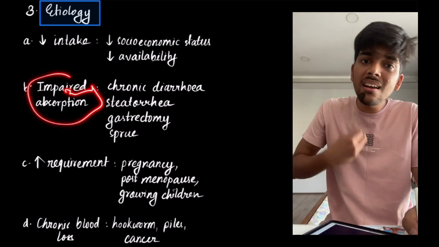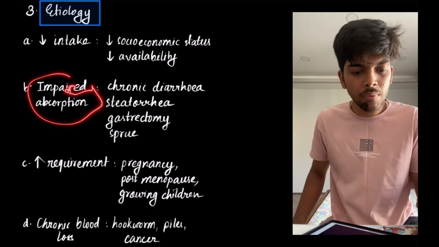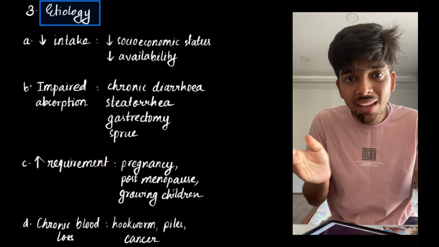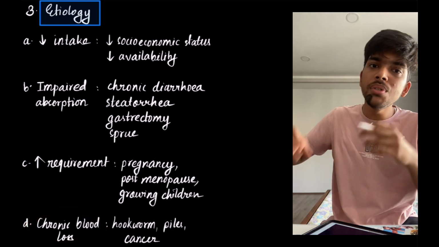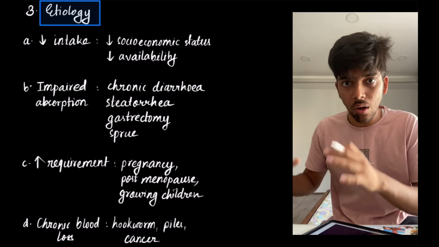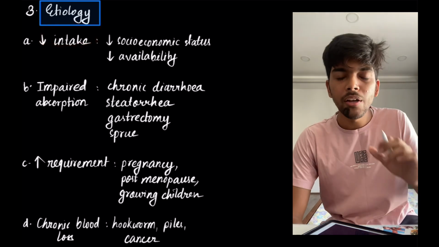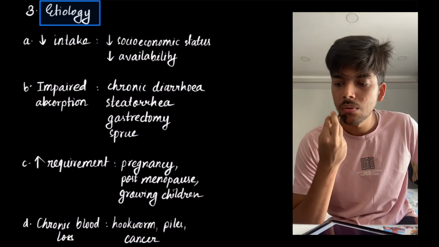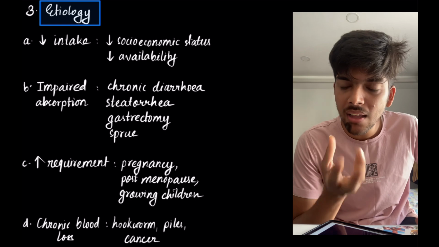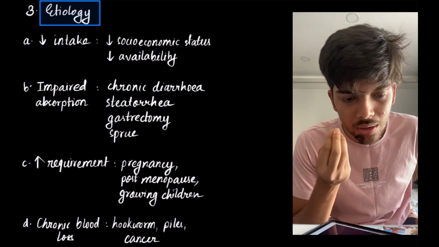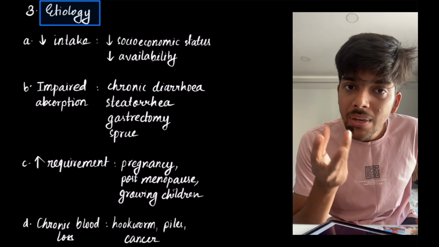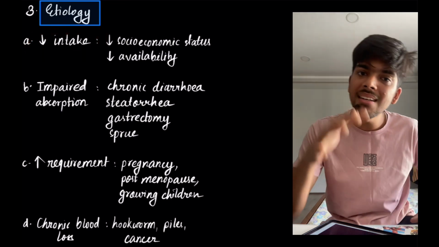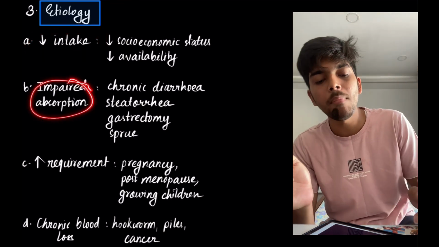Second, if the iron is taken in sufficiently but then it is not absorbed. Third, if the requirement of iron in the body increases, so you are not taking in enough iron. Fourth, you are losing blood, and along with blood, iron is also being lost. So iron intake reduces if a person is surviving in a poor economic status. So the person doesn't have money for a balanced diet and there is lack of iron in his or her diet. Or if there is lack of availability of iron rich products in the market, that can result in decreased intake of iron. Second is impaired absorption.